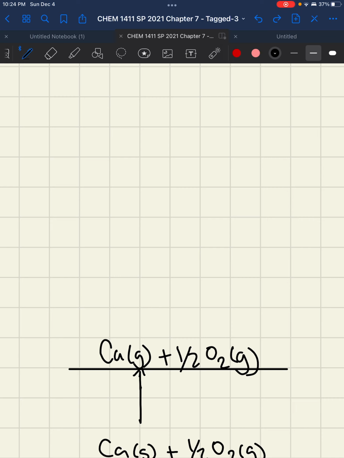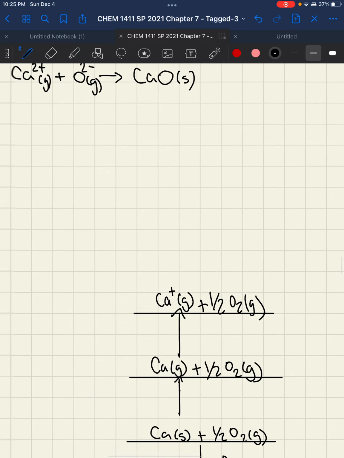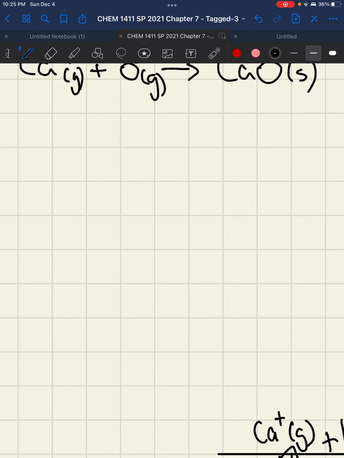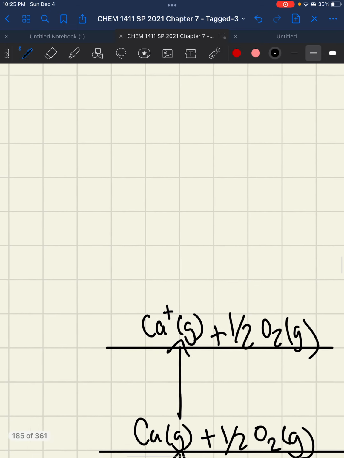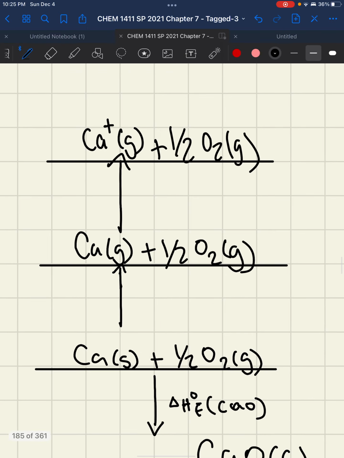Okay. So since an endothermic process is going to go upwards, and now we're going to have Ca+ gas plus 1/2 O2 gas. But it's not yet in the charge that we wanted. That was just removing one electron. So we need to remove another one in order to get the state that we want. Oh, I'm sorry, I didn't put the sublimation.